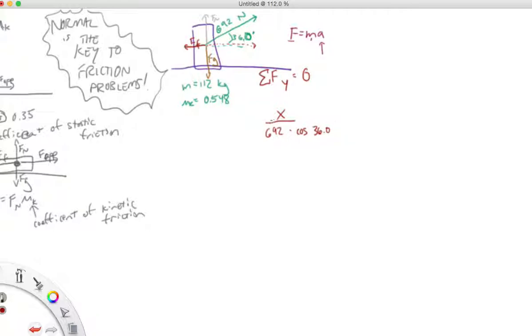Okay, so that's in the x direction. That's this component right here of the 692. But we also have the frictional force, and we don't know what that is yet in the x direction. So how could we ever find the frictional force? Well, if we look over here, oh no, it went away. What happened?